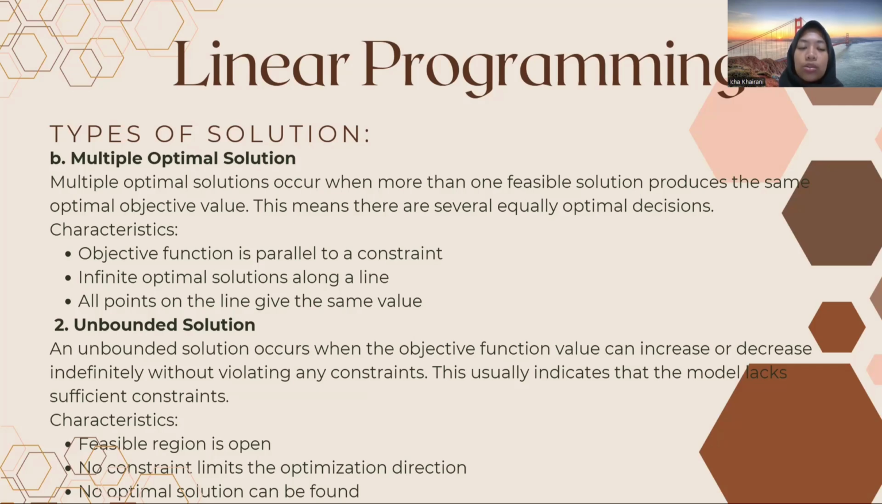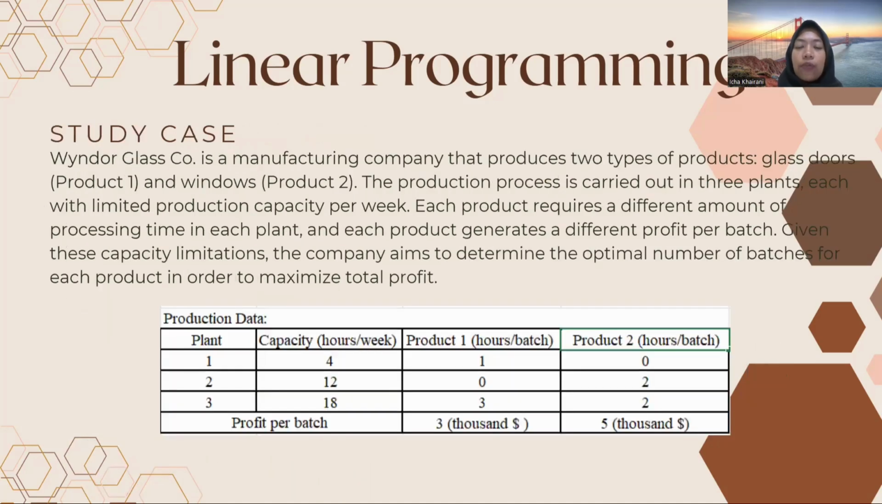Two is the unbounded solution. An unbounded solution occurs when the objective function value can increase or decrease indefinitely without violating any constraints. This usually indicates that the model lacks sufficient constraints. The characteristics of the unbounded solution are that the feasible region is open, no constraint limits the optimization direction, and no optimal solution can be found.